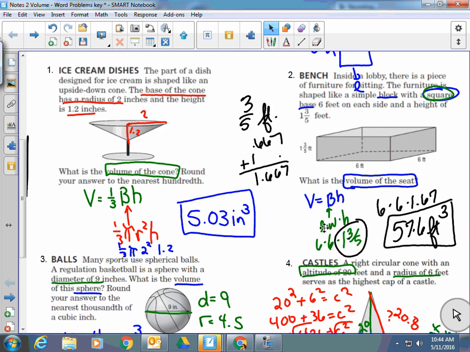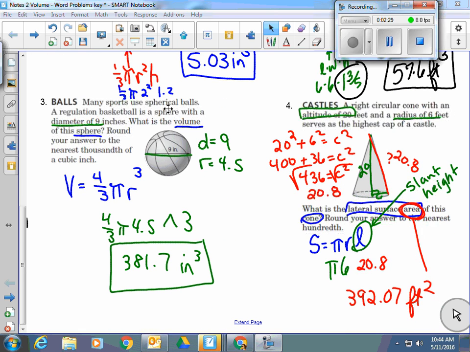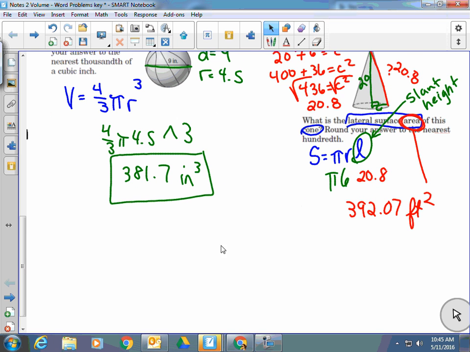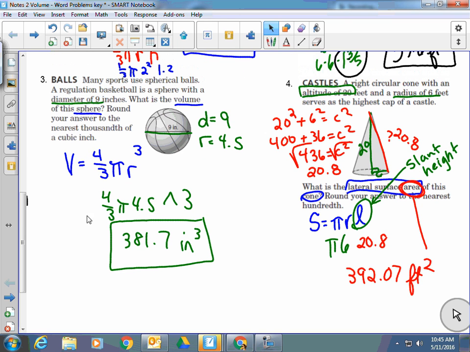Okay, so the next couple of problems are right here. So on a sphere, the formula is 4/3 pi r cubed. Remember, you make sure that you use that 3. It told us that the diameter was 9, which means your radius is 4.5. So it's 4/3 pi, 4.5. Then you use the caret 3 in order to get that exponent of a 3. Okay, so 4/3 pi r cubed. Diameter 9, radius 4.5. So you should have had 381.7.